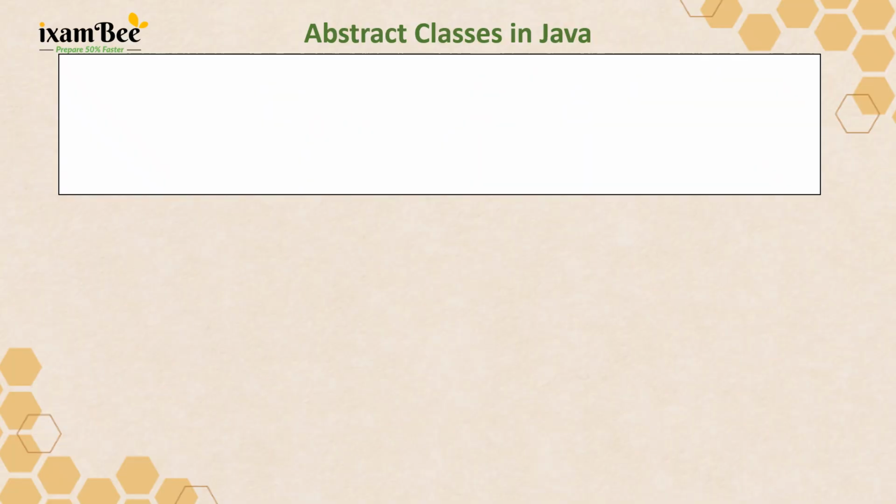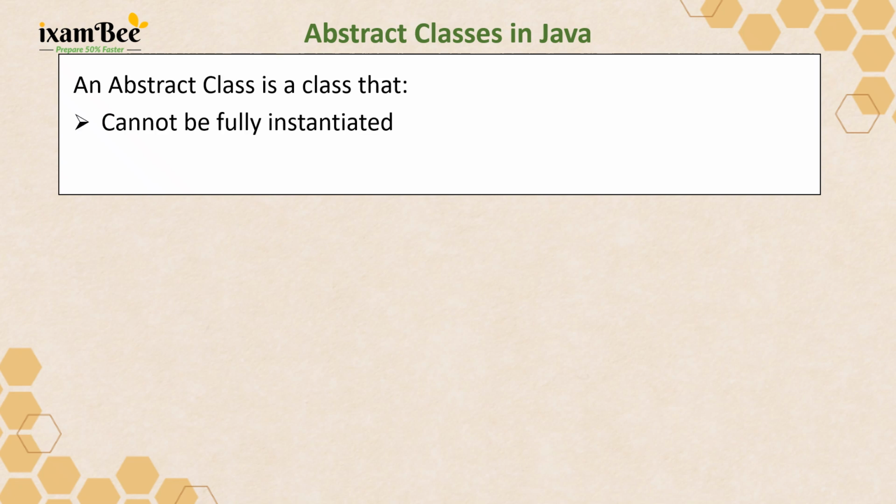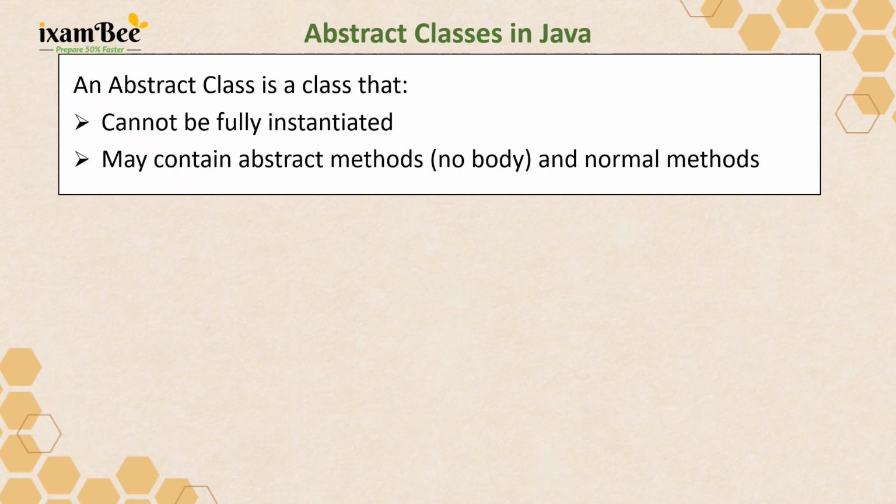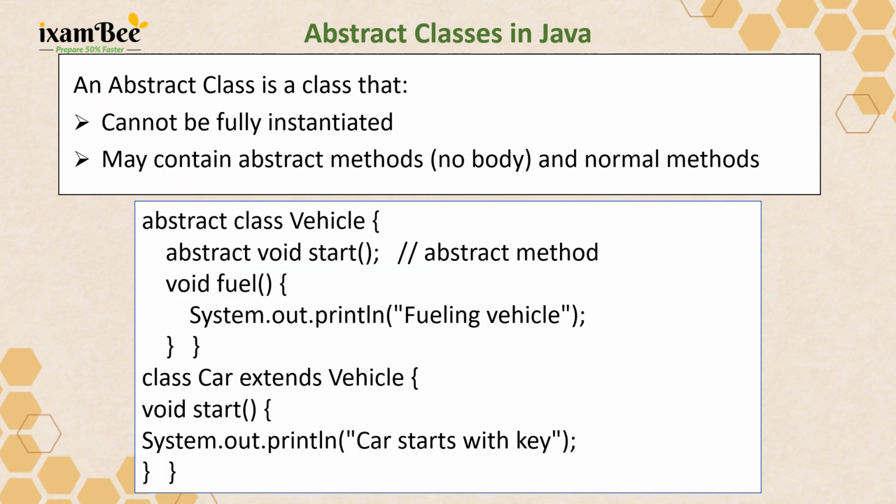So what are abstract classes in Java? You can think about it as a class that can be just declared and the details can be given later. So an abstract class is a class that cannot be fully instantiated. It may contain abstract methods, which are methods without any body, and also the normal methods.